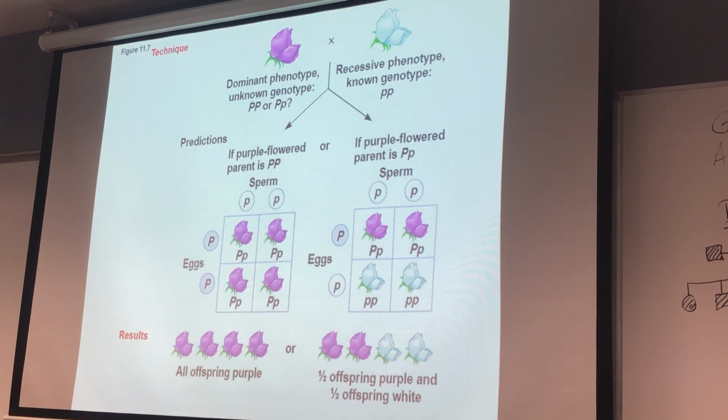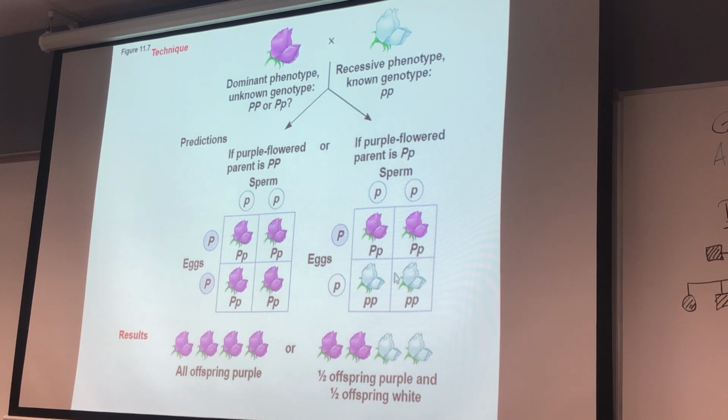You rebreed it with homozygous recessive. So that's what you're doing right here. That is a test cross. So here you use this little p and mix it with this purple flower. If it is big P, homozygous dominant, then all the offspring will be purple. If it is heterozygous, big P, little p, then the offspring will be half and half.